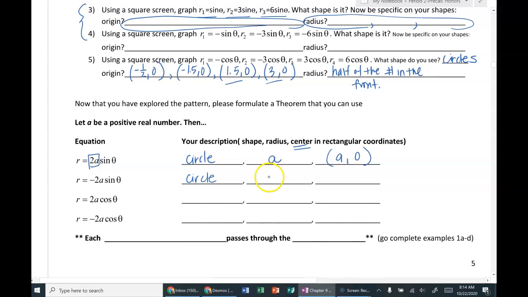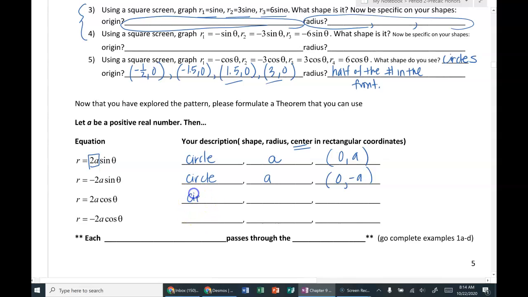And the radius is always positive, it's just a distance. But when we wrote that out, sine is, my bad, sine is 0, comma a. So this is going to be 0, comma negative a, because sine is going to be above the pole or below the pole. Then cosine was the example of number 5 that we did.